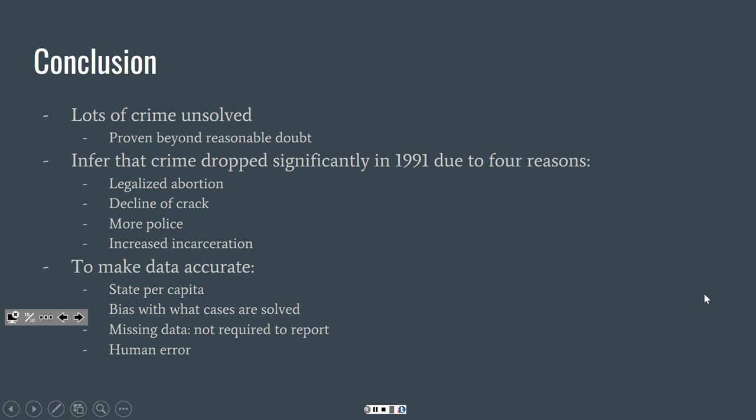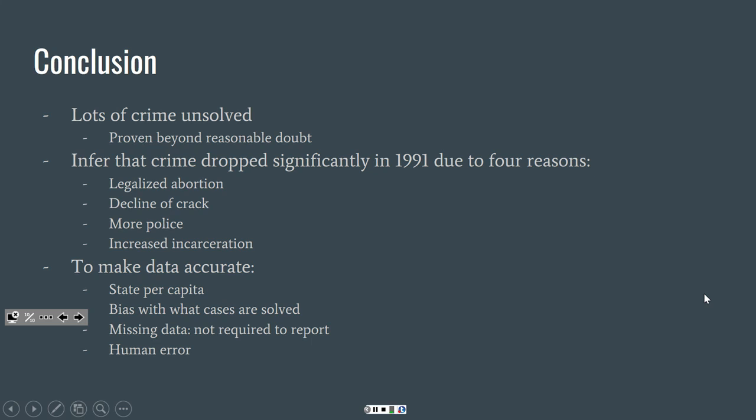And we did some research on what happened in 1991, and I found a couple of papers talking about it. I guess that year is when abortion was legalized, there was the decline of crack, there was more police, and there was increased incarceration, and these four things decreased crime significantly, and it's been on a steady decrease since.